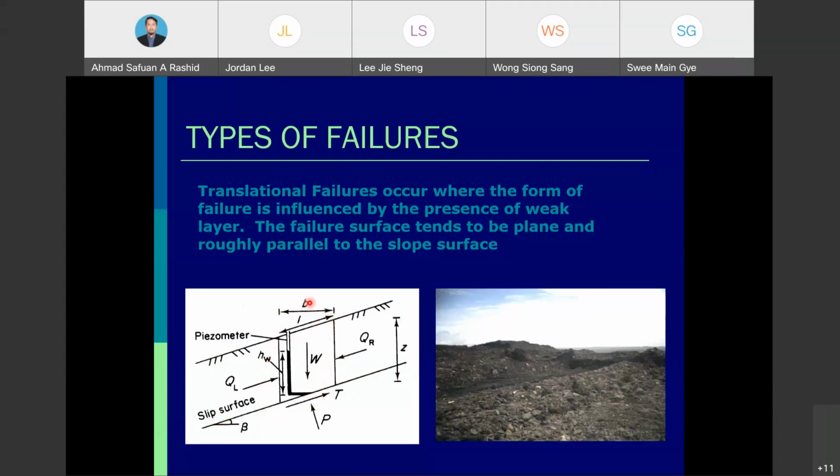Because the length is too long, it is difficult for us to identify where the location of the failure is. But this is a part of the translational failure on the infinite slope.